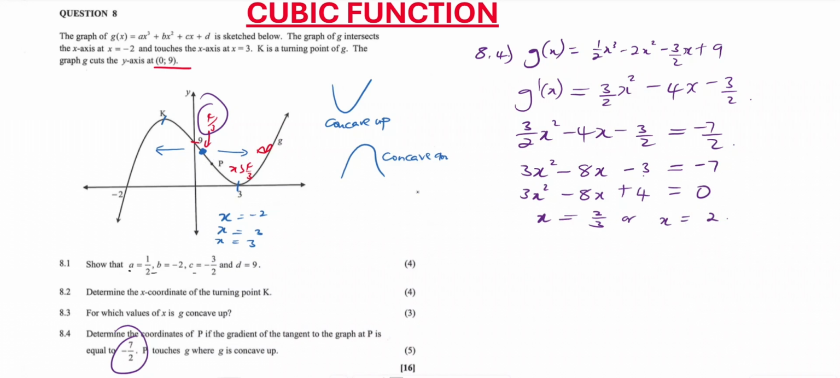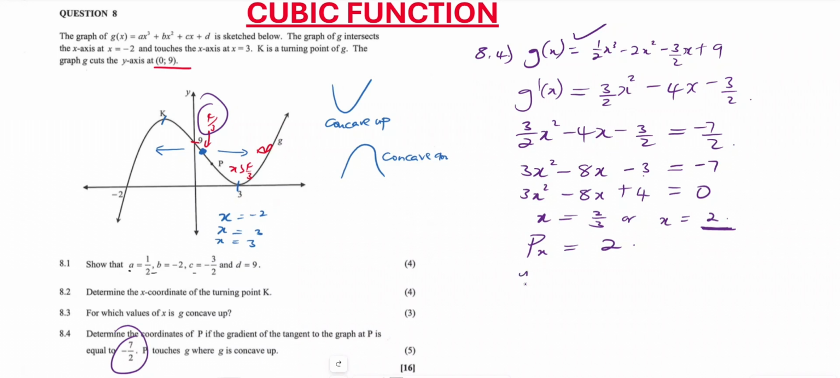So which value is greater than 4 over 3 there? We can see that it's 2. So meaning 2 is going to be the x value of P. So our P x is equal to 2. Now we want to find the y, because the question said determine the coordinates. So to find the coordinates, now we substitute this value into the original equation, which is this g of x. Don't make a mistake of substituting into g prime of x. That is going to give you a wrong answer.